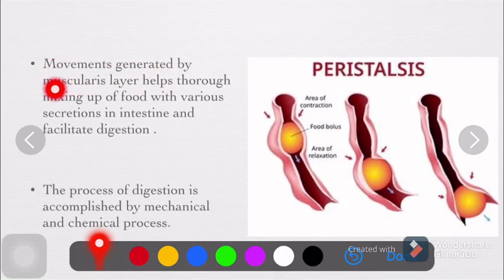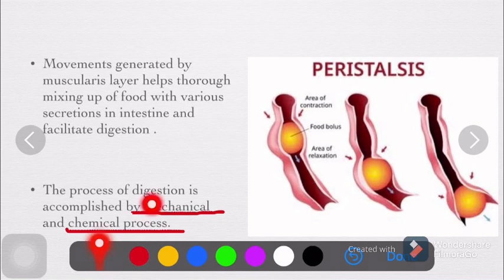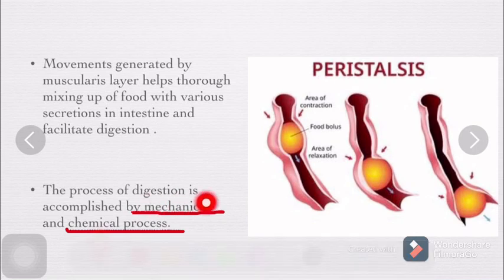Movement generated by the muscularis layer helps thorough mixing of food with various secretions in the intestine and facilitates digestion. Now, the movements which are generated by the muscularis layer help the food to be mixed with various secretions in the intestine, which are known as the intestinal juices, and facilitate digestion. The process of digestion is accomplished by mechanical and chemical processes. Mechanical, since it is facilitated by the process of peristalsis, and chemical because there are certain hormones and enzymes which are involved in the process of digestion.